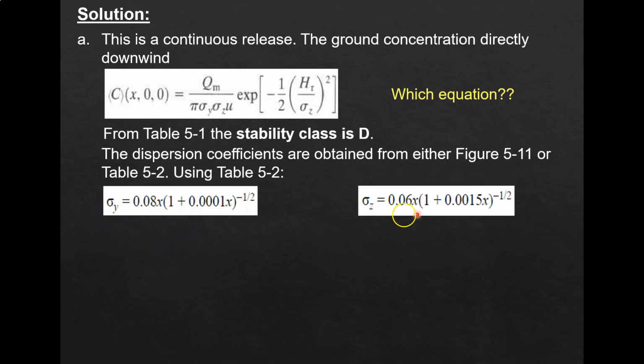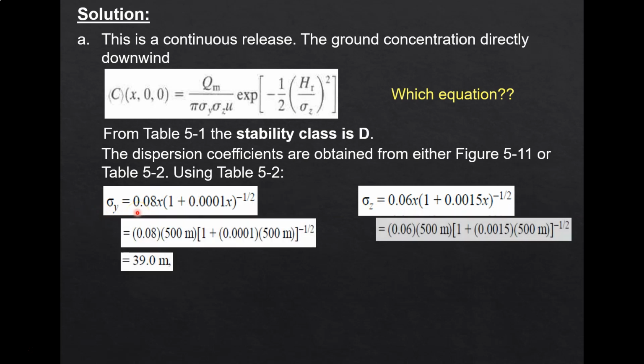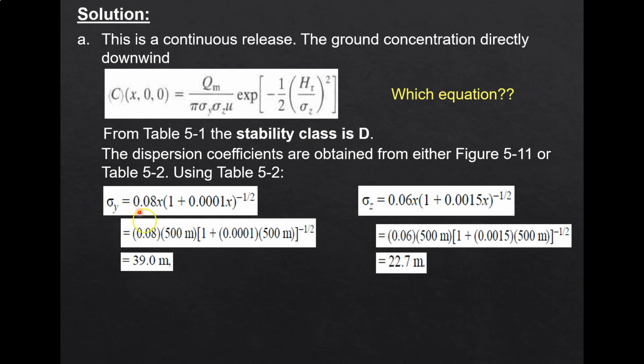Sigma y and sigma z. Since sigma y is also equal to sigma x, we have sigma y is 39 meters and sigma z is 22.7 meters. This is your x, 500 meters downwind. So you have your sigma y, you have your sigma z, then substitute into equation 5.51.